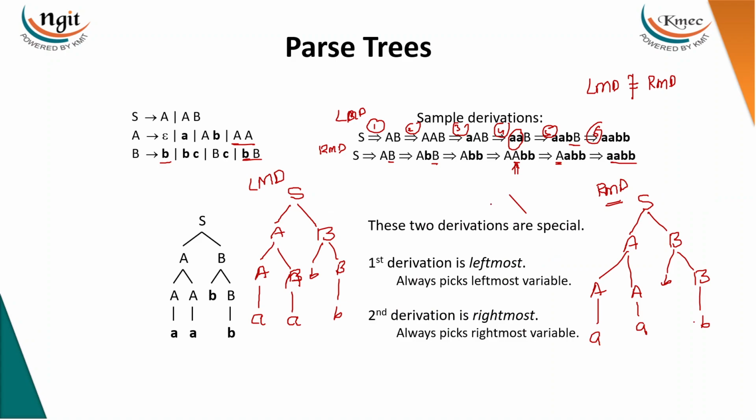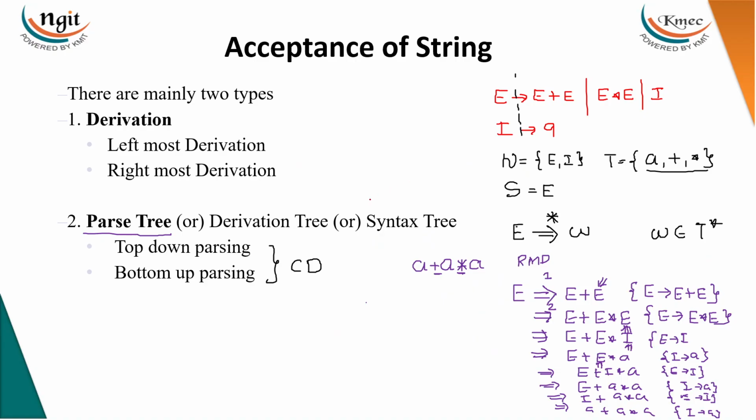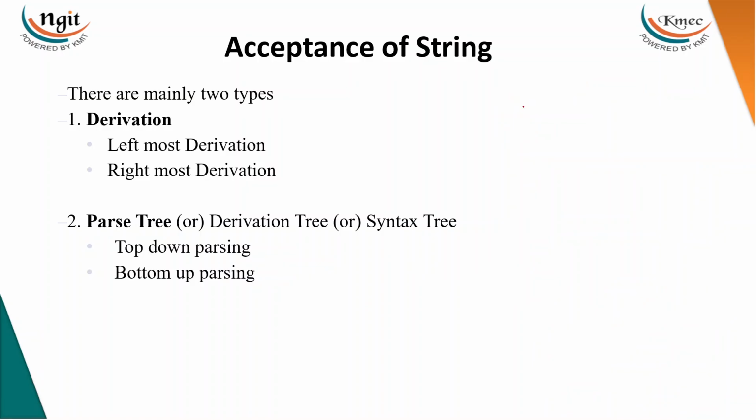Anyway, before going to that, let me explain the same derivations with another string and its parse trees. For example, if I have E tends to E plus T or T, and T tends to T star F or F, and F tends to id. If you have a grammar like this, and I want to generate a string like id plus id, then first let me go with the leftmost derivation.